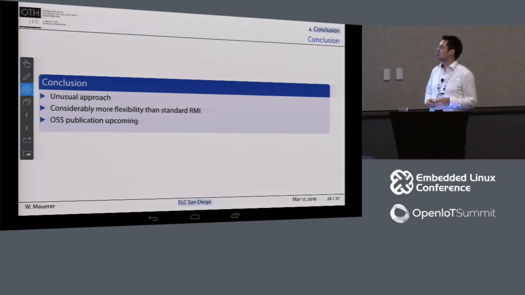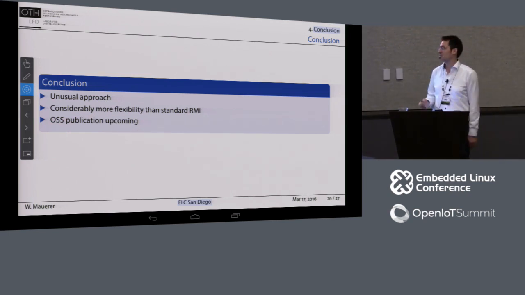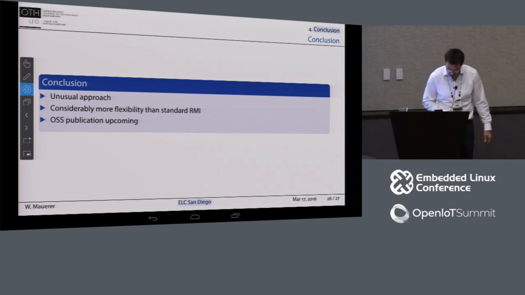If you want to play around with what I just described, we haven't published the code yet, but the OSS publication is upcoming, and I guess we will have done that in 4 to 6 weeks. So this will all be available for you to play with.